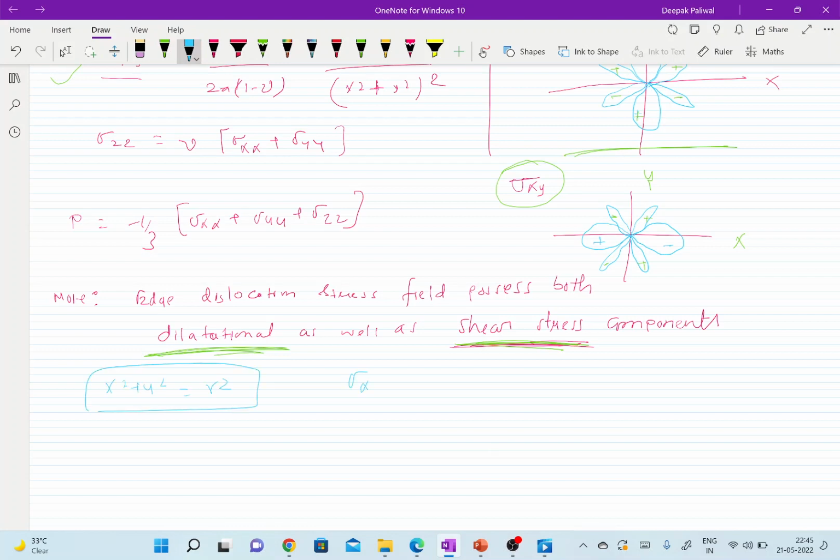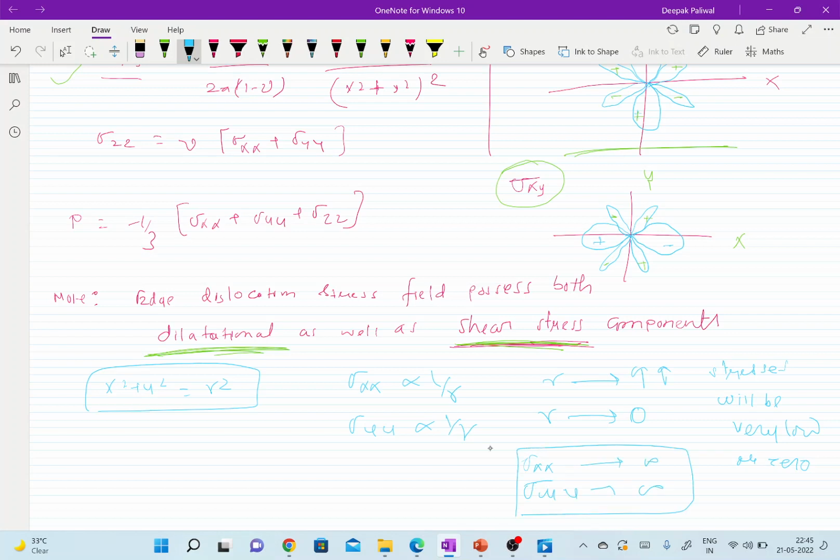So again sigma xx or sigma yy, if I take it, is proportional to 1 by r. Again for r very large, the stresses will be very low, or 0. But in case of r tends to 0, sigma xx and sigma yy tend to infinite.